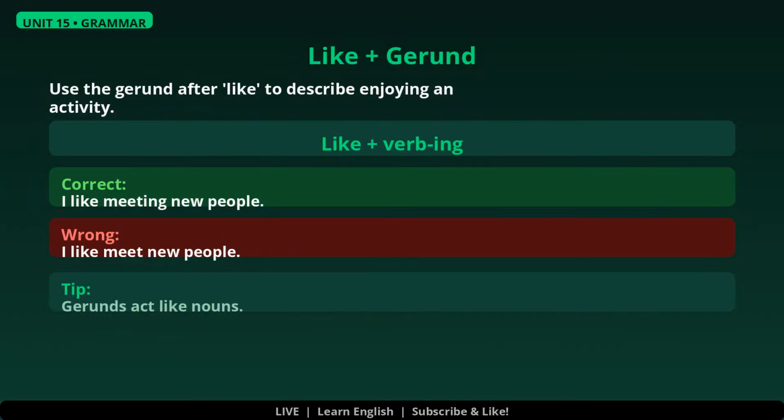Grammar lesson. Like plus gerund. Use the gerund after like to describe enjoying an activity. For example, I like meeting new people. A helpful tip, gerunds act like nouns.